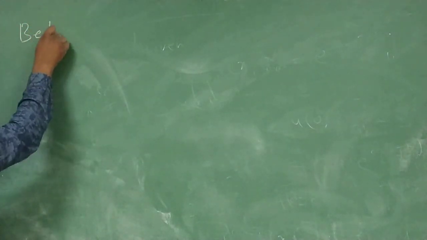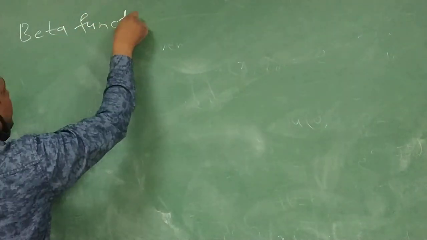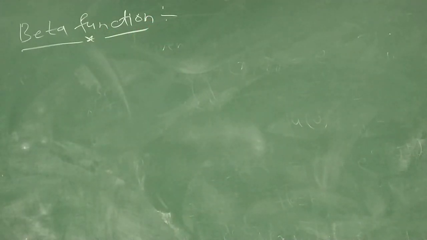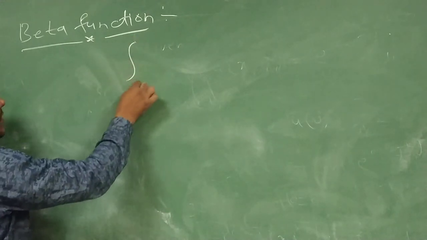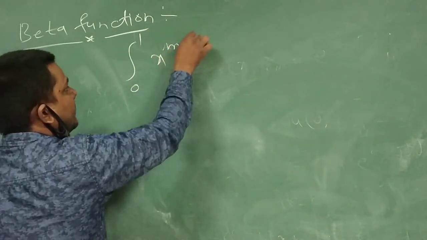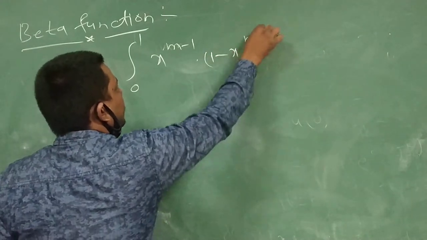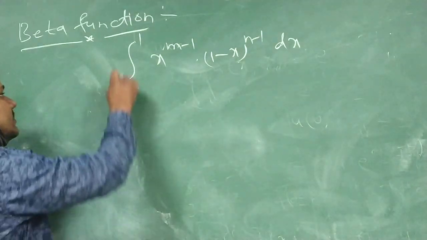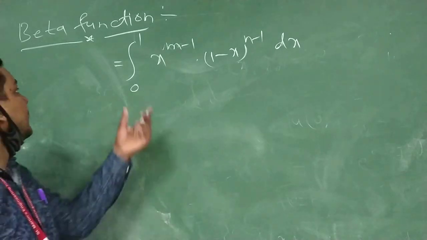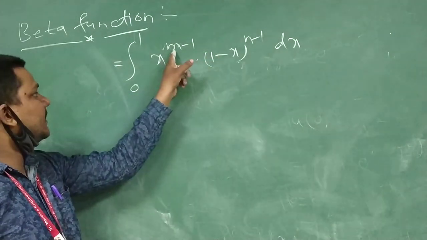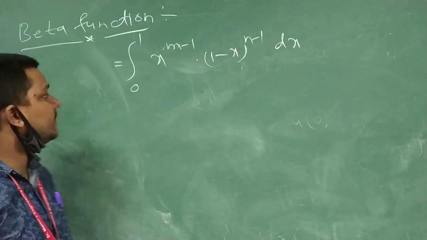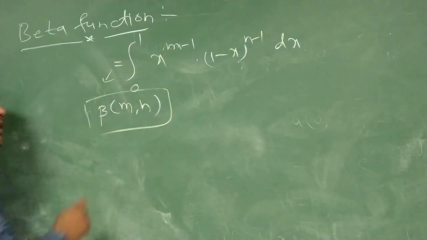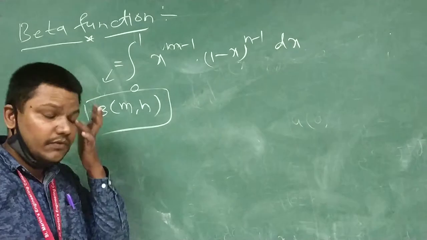Now you can see here the definition of beta function. You see here the definite integral, integration of 0 to 1 x power m minus 1 into 1 minus x whole power n minus 1 dx. So this definite integral is known as beta function, and this is a function in terms of m comma n. Therefore the beta function is denoted with beta of m comma n. So this is the definition of beta function.